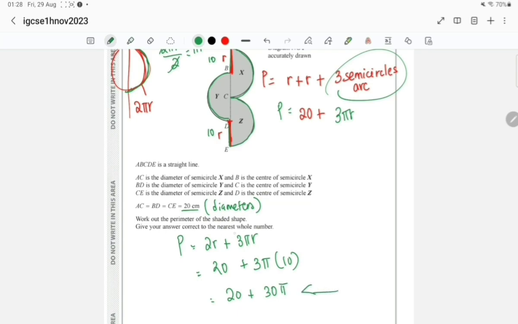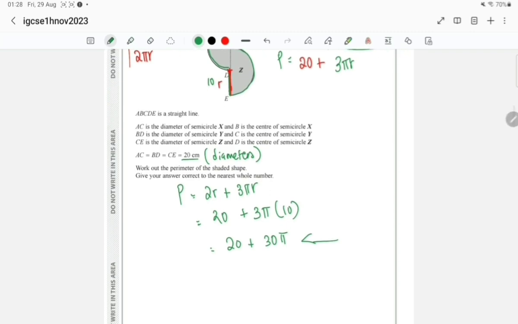Give your answer correct to the nearest whole number. So let's put that in our calculator. So 20 plus 30 pi. This will give me 114 point something. Okay, to the nearest whole number, it would be just 114 centimeters.